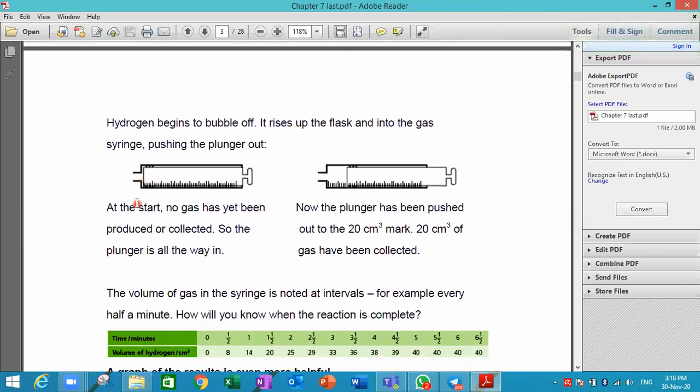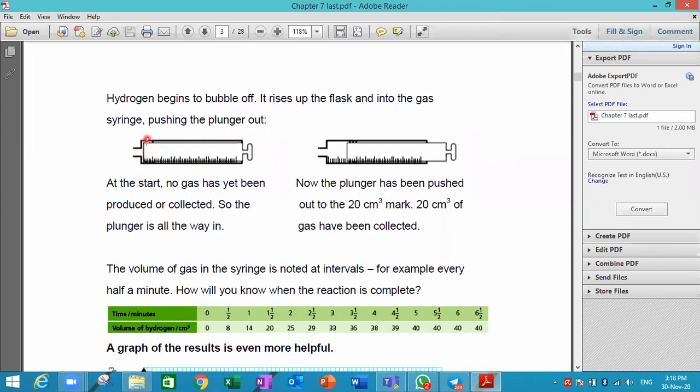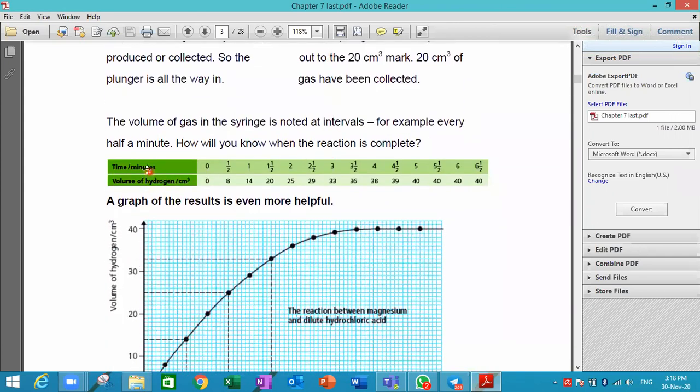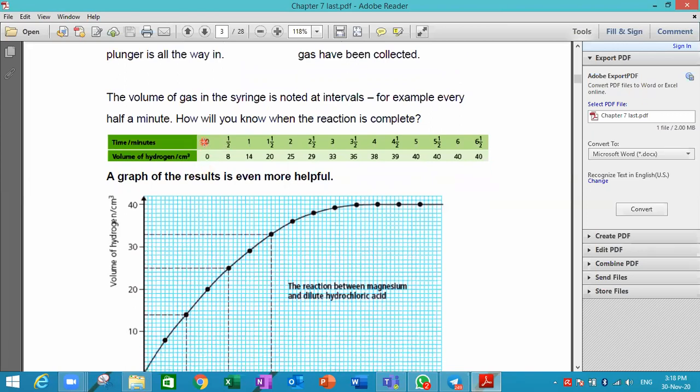So here at the beginning, for example, the gas syringe was at the 0 volume, and then after the hydrogen gas entered the gas syringe, we can measure, for example, that it filled about 20 centimeter cube of the gas syringe at the end of the reaction. But we take, as we said, the volume per unit time. It means every now and then we can collect the volume of the hydrogen gas produced, every, for example, half a minute.